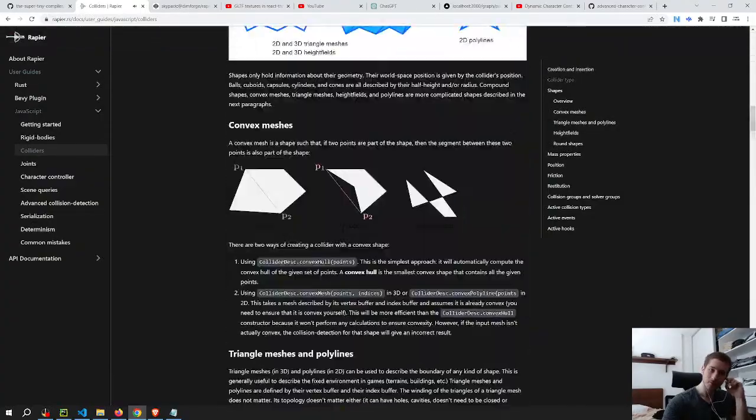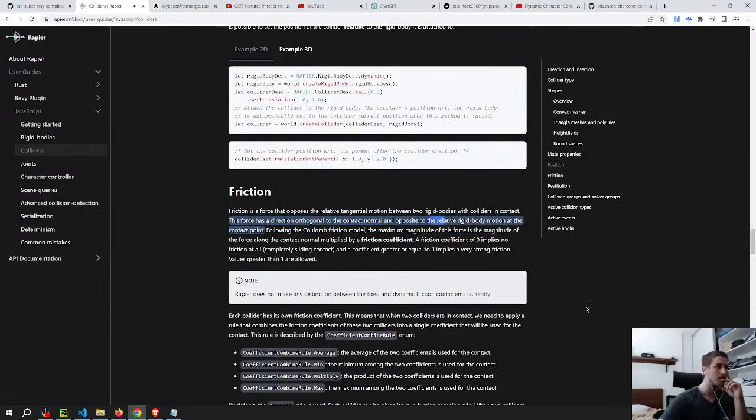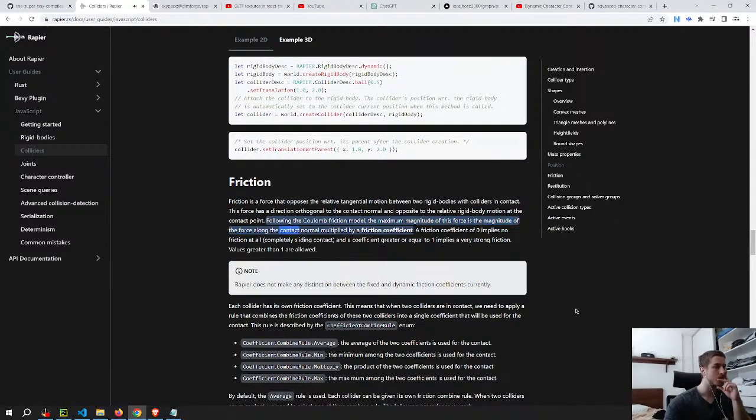Friction is a force that opposes a relative tangential motion between two rigid bodies with colliders in contact. This force has a direction orthogonal to the contact normal and opposite to the relative rigid body motion at the contact point. Following the Coulomb friction model, the maximum magnitude of this force is the magnitude of the force along the contact normal multiplied by the friction coefficient.